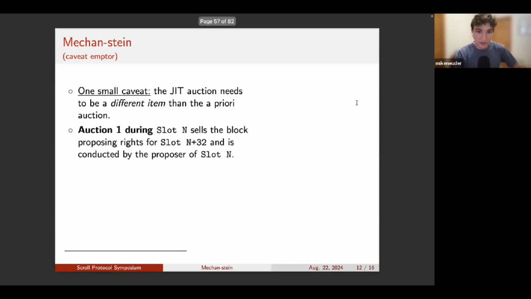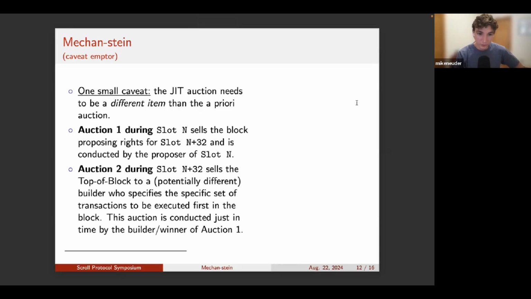So now we have auction 1 during slot N, which sells the block proposing rights for slot N plus 32, conducted by the proposer of slot N. And then auction 2, which is taking place during slot N plus 32 and sells the top of block only to the highest bidder in the secondary auction. So again, this slide's a lot of words. Maybe it's easier to read than to grok initially, but the whole point is that now the bids in the first auction are effectively buying the right to produce the rest of the block at a slot in the future. And the bids at the just-in-time auction are for the top of the block of that slot.